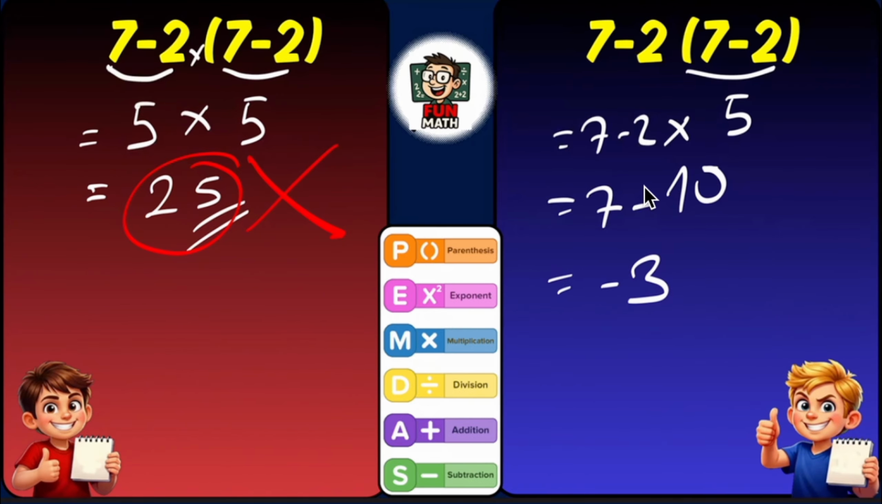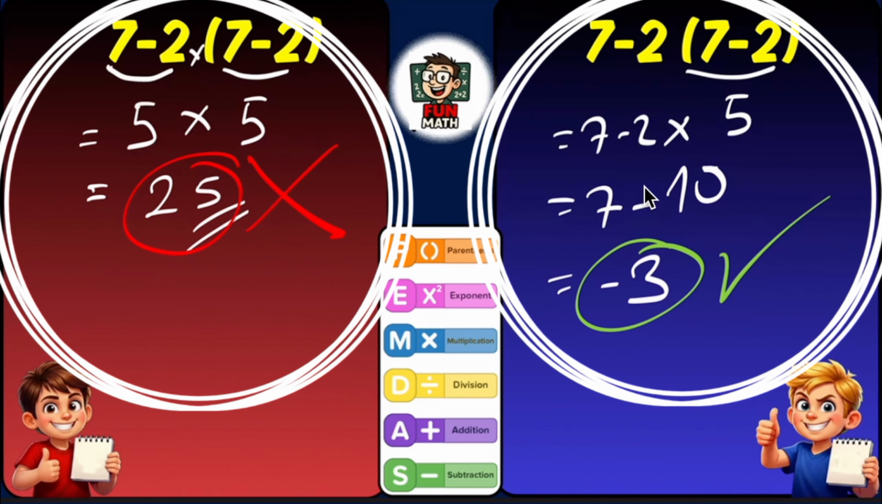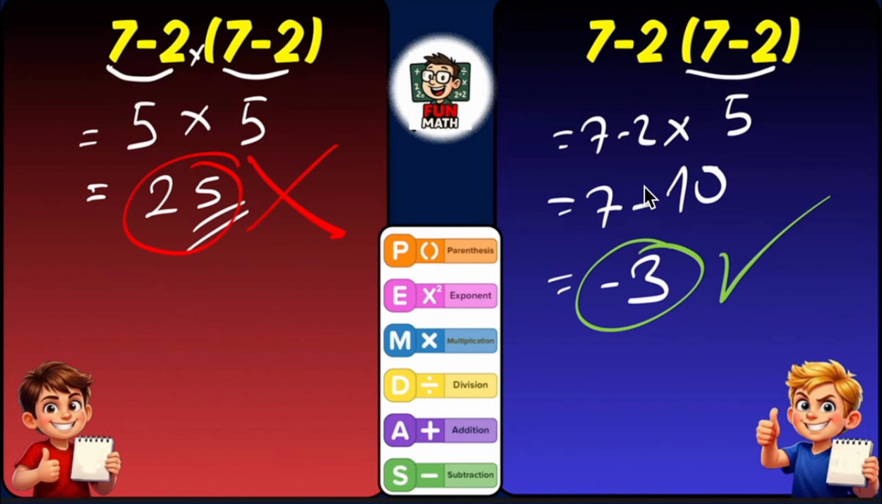The correct answer will be negative 3. Great job! Today we learned the wrong answer, the correct answer, and the rule behind it. I hope it makes sense now.